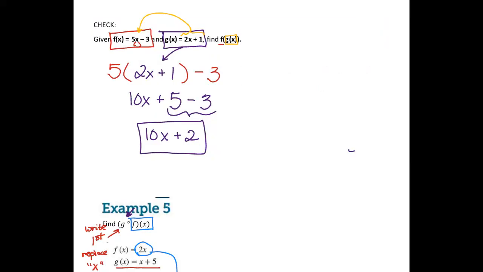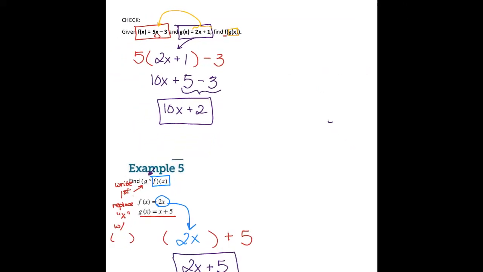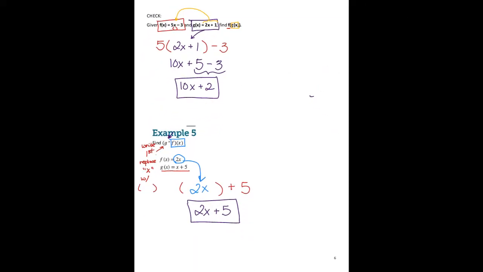Okay. That is all that we have for today. So this is called compositions. So you need to look for which is closest to the x. Take that expression or that function, and substitute it in for x of the other function.